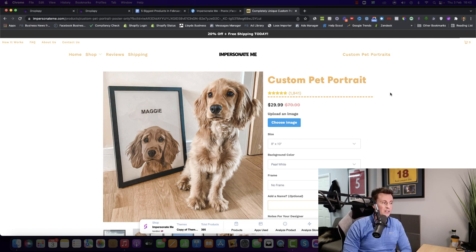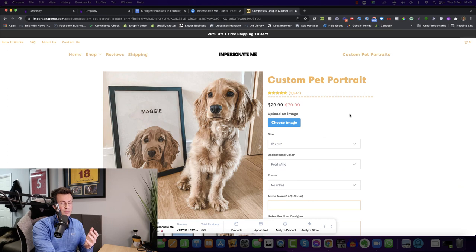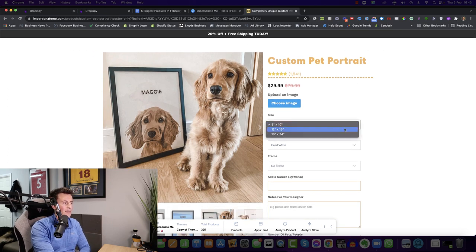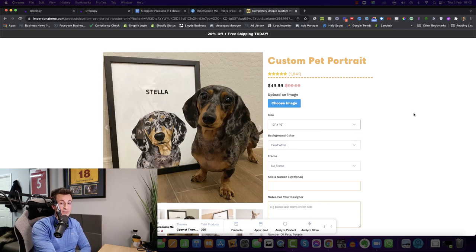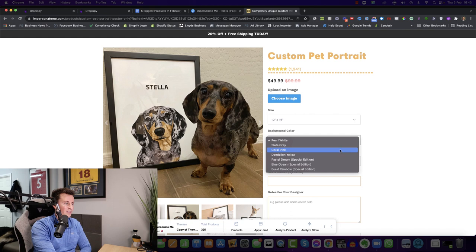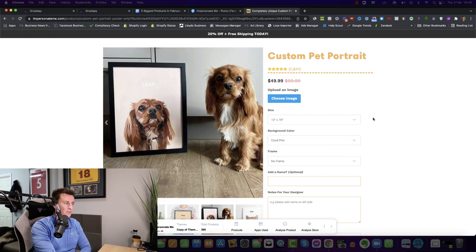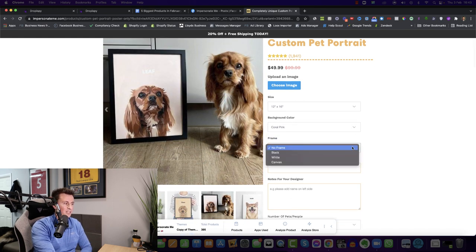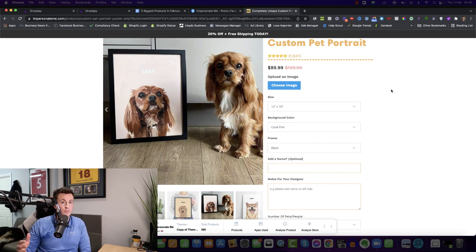What's really great about this product as well is there's so many upsells that are kind of built into it. So at initial glance, you might think $30, that's pretty cheap, I'm definitely going to go ahead. And then you always, always, always want that little bit more. So you might think I'll go middle of the road, which straight away goes to $50. And then you might think I'm going to go for a coral pink background. That's fine, still at $50. But then you might think, actually, it looks really good in a frame, so I'm going to go for a black frame. And then all of a sudden it bumps up to $90.